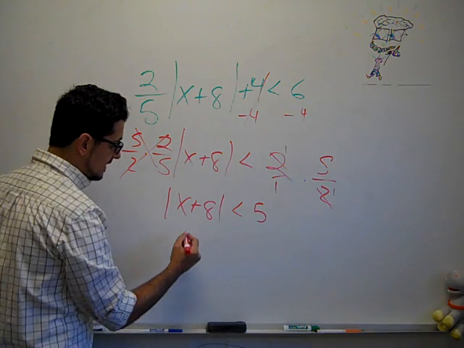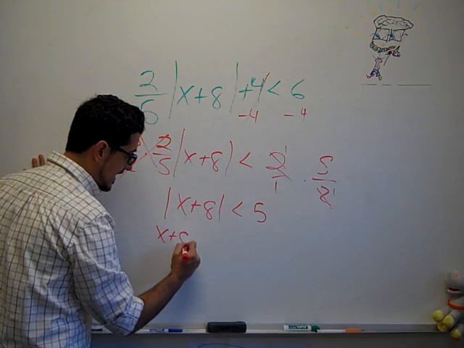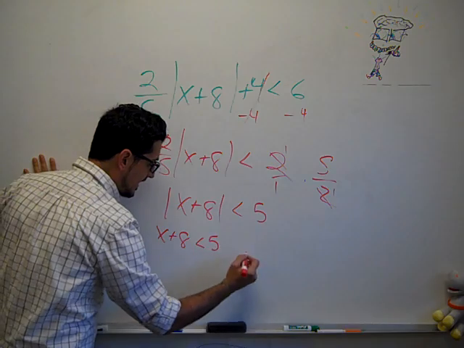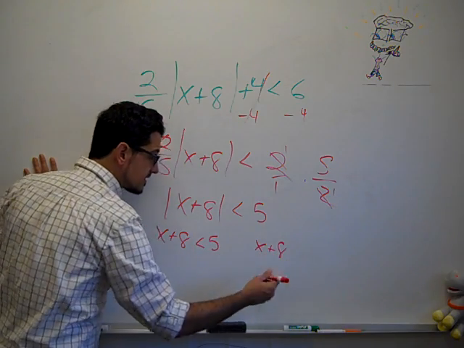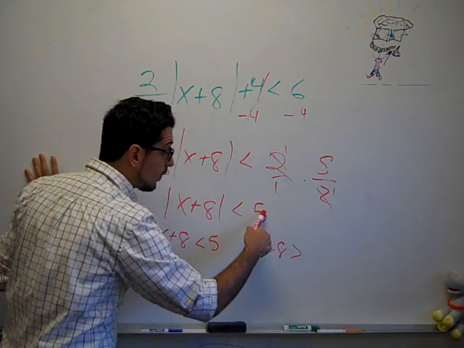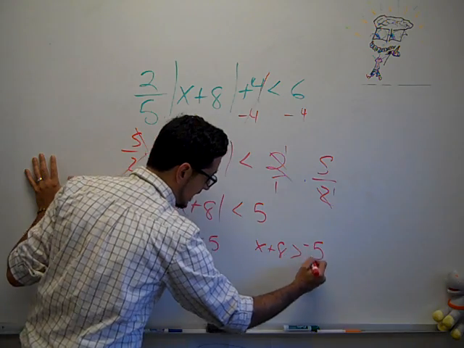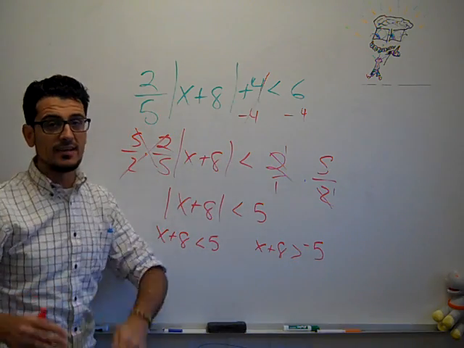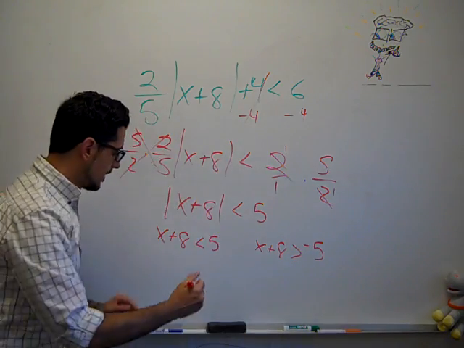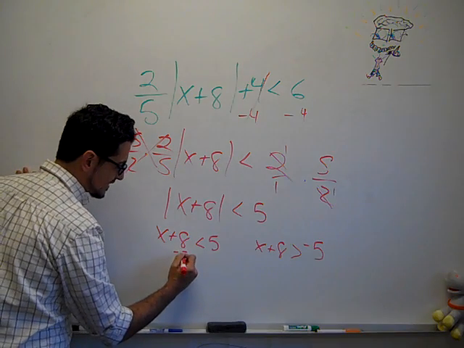This being the case, I need to rewrite it as x plus 8 is less than 5, and x plus 8 is greater than what? Negative 5. That is the truth. So then I'm going to graph this out. But before I graph that out, I got to subtract 8.